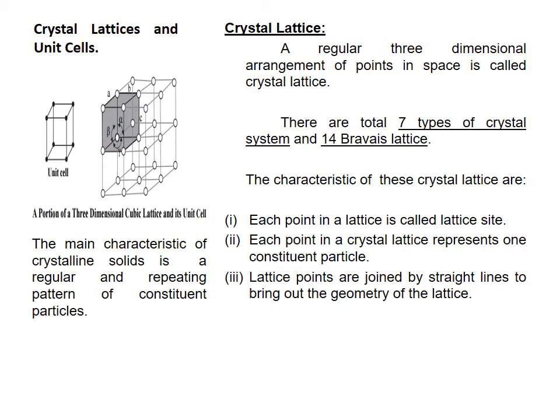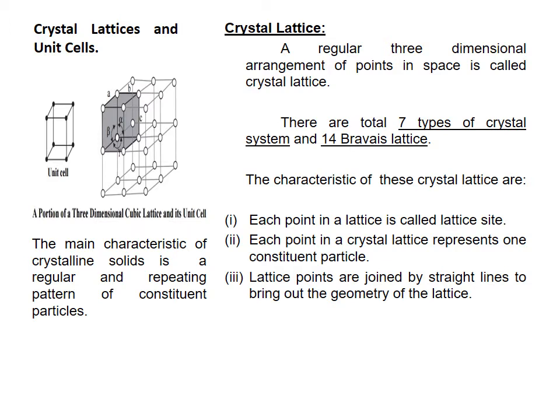The first one: each point in a lattice is called a lattice site. Second, each point in a crystal lattice represents one constituent particle. Together, these 2 points explain that, as seen in the figure, the points indicated on the corners, or on the face, or in the body center are considered to be the lattice sites where the atoms are represented.